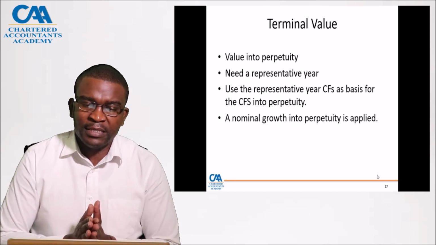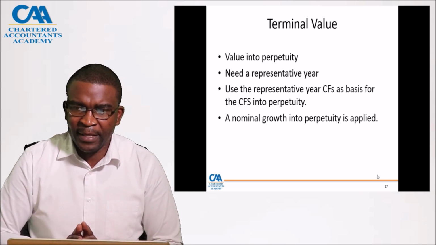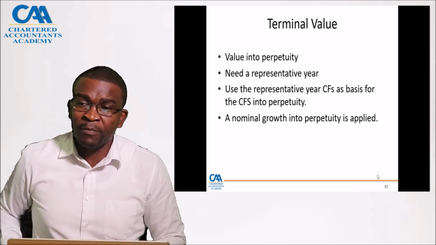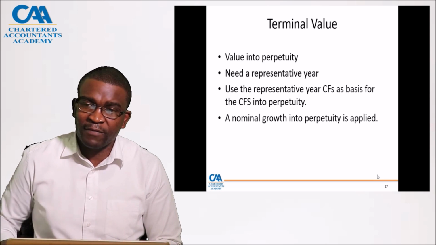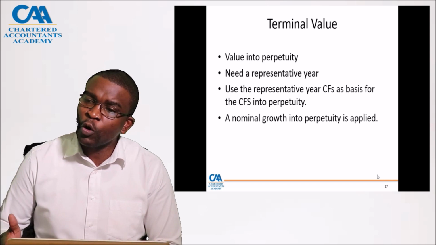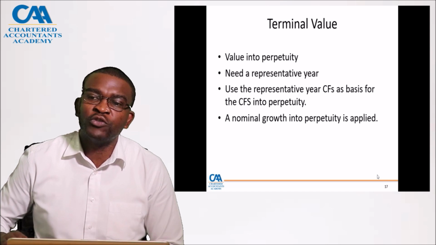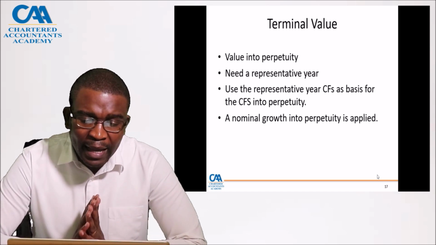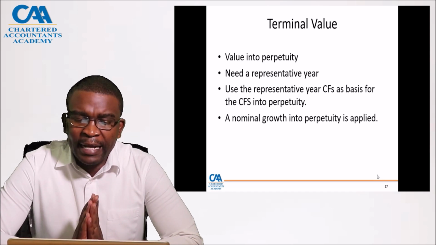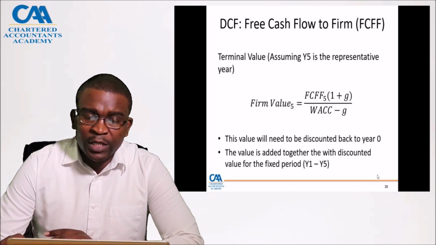Now, the terminal value is your value to perpetuity. So, first and foremost, you need a representative year. Say, for example, I've given you detailed cash flow for the first 5 years. Year 5 could be your representative year. So make sure that in year 5, your representative year, you only have things that are sustainable going into perpetuity. So costs within the representative year should mirror the market costs, because that's what you're going to use to extrapolate value for the perpetuity period. So use the representative cash flow as a basis and apply a nominal growth, which will normally give you value into perpetuity.